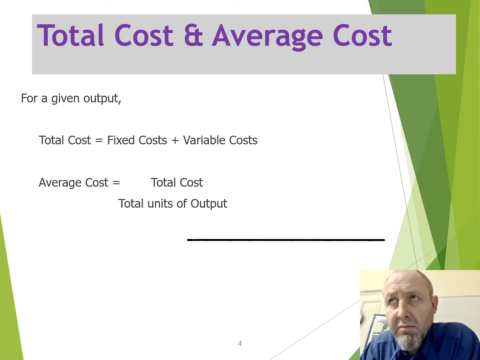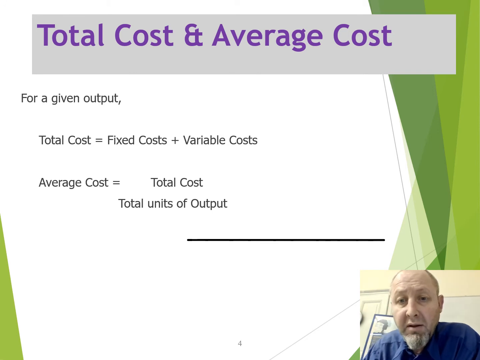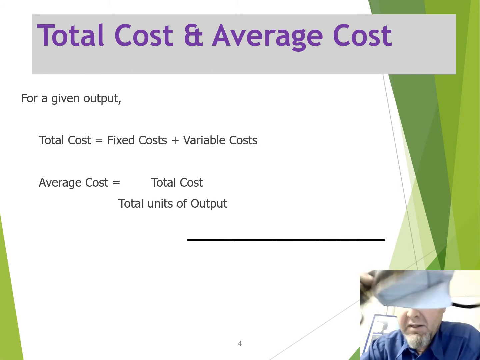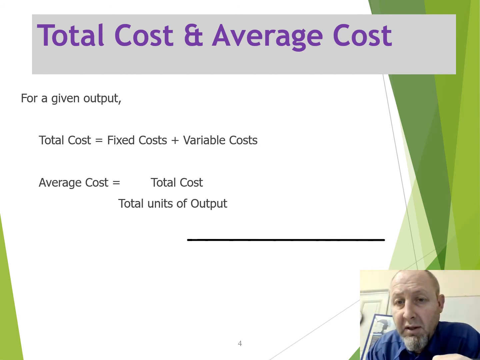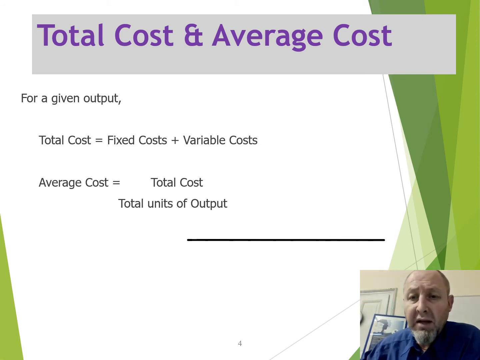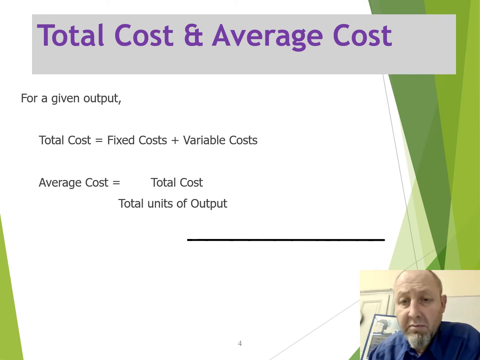Average cost: my total costs are my total fixed cost plus my total variable costs. So I then must just divide by the output. If a factory has made 10,000 masks, they look at the total costs, then divide it by 10,000, and then they've got their average cost of making the mask.